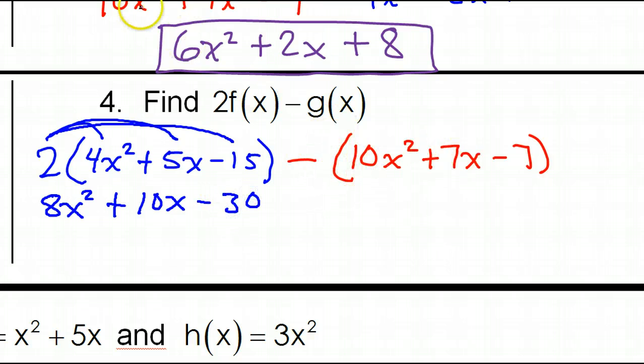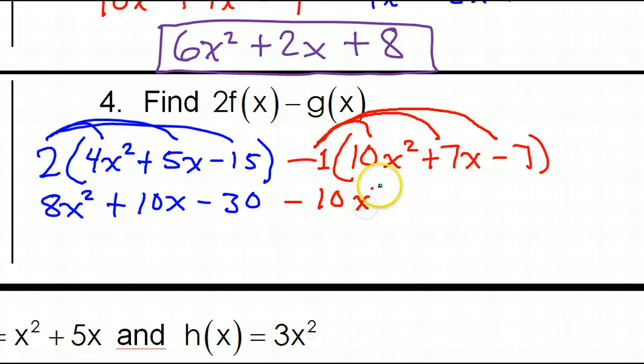But again, be very careful. We need to do also the distributive property with this negative 1. Okay, so that's going to change all these signs. So I'm going to have negative 10x squared, but I will have minus 7x and positive 7.